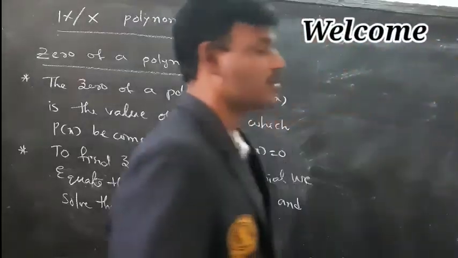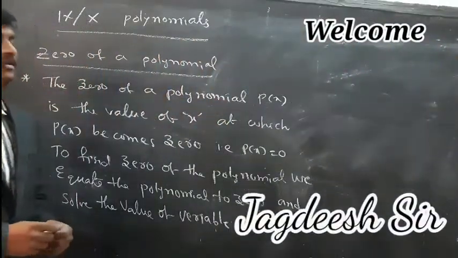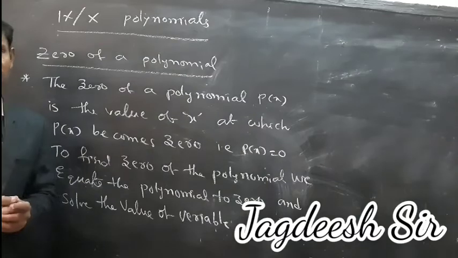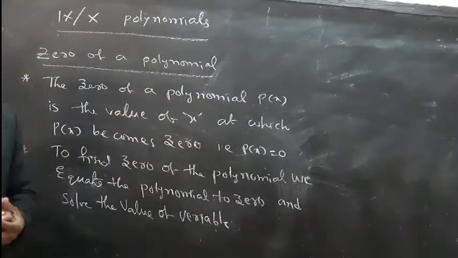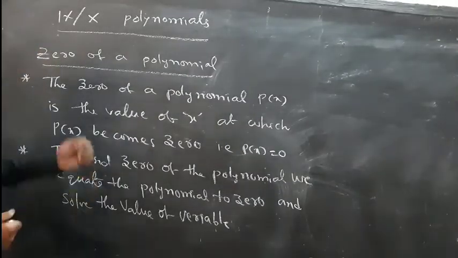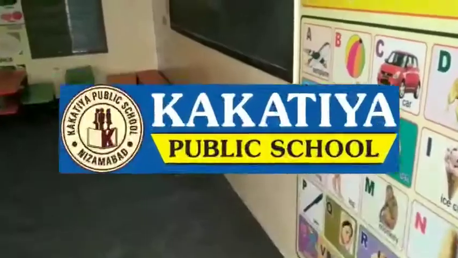So 9th and 10th class students, yesterday we learned some basic definitions from polynomial. Today also I am going to continue the class. Zero of a polynomial.